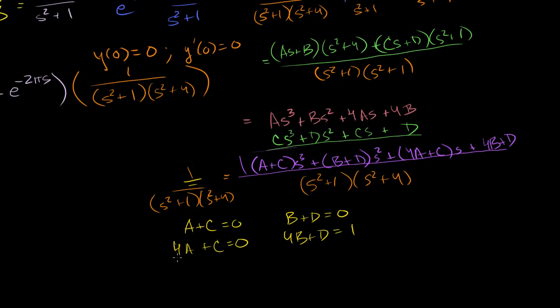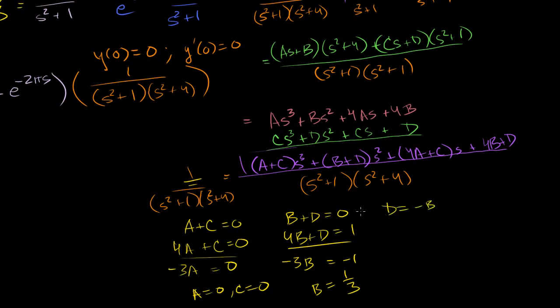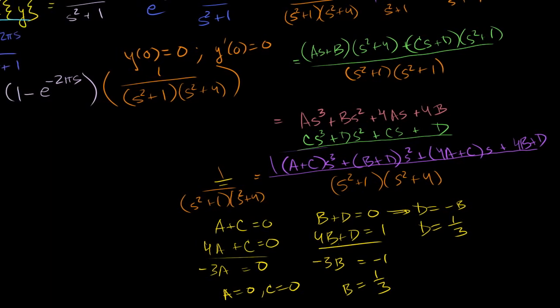So let's see if we can do anything here. If we subtract this from that, we get minus 3a is equal to 0, or a is equal to 0. If a is equal to 0, then c is equal to 0. And let's see what we can get here. If we subtract this from that, we get minus 3b, the d's cancel out, is equal to minus 1. Or b is equal to 1/3. And then, of course, we have d is equal to minus b, if we subtract b from both sides. So d is equal to minus 1/3. So all of that work, and we actually have a pretty simple result.